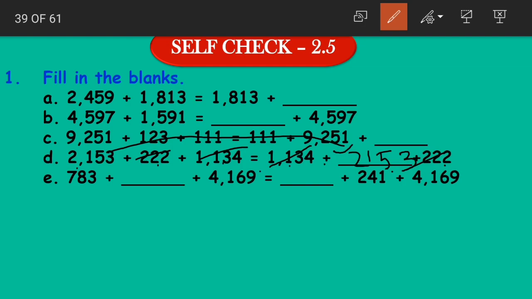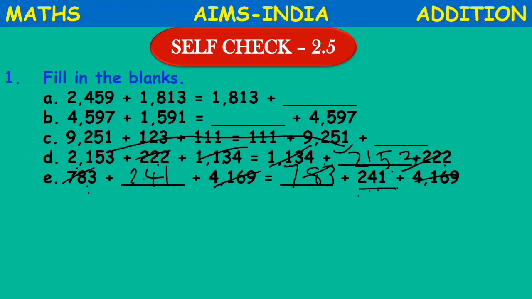Now, coming to question number E. See, this has become a little tricky. There is a blank given on both the sides. Now, how do we solve this? If we see, 4169 is present on both the sides. Now, this 783 is not on the right side, so we will write 783 here. Now 783 is present on both sides. Now 241 is present on the right side but not on the left side, so we'll write 241 here. So 241 is also present on both the sides.